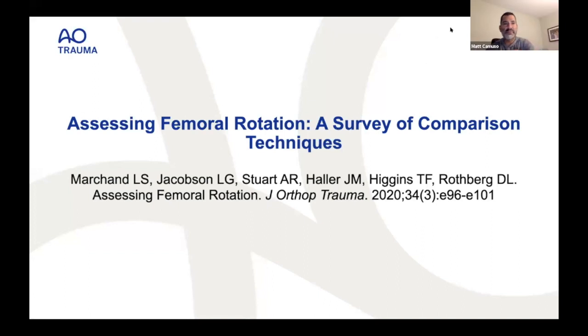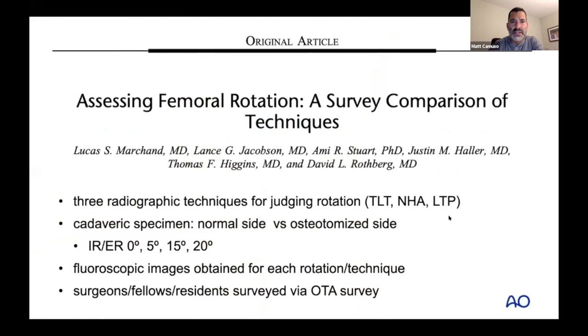I apologize for the technical difficulties. This is a paper done by a gentleman named Marshawn out of Utah, a bunch of really thoughtful, quality guys who studied this in a very regimented way. They understood the challenge that we all face with assessing femoral rotation, and realized that there are many different ways to do it, as you've seen this evening. So they set out to judge which of the 3 most common methods is best: the true lateral technique, the horizontal technique, and the lesser trochanteric technique.